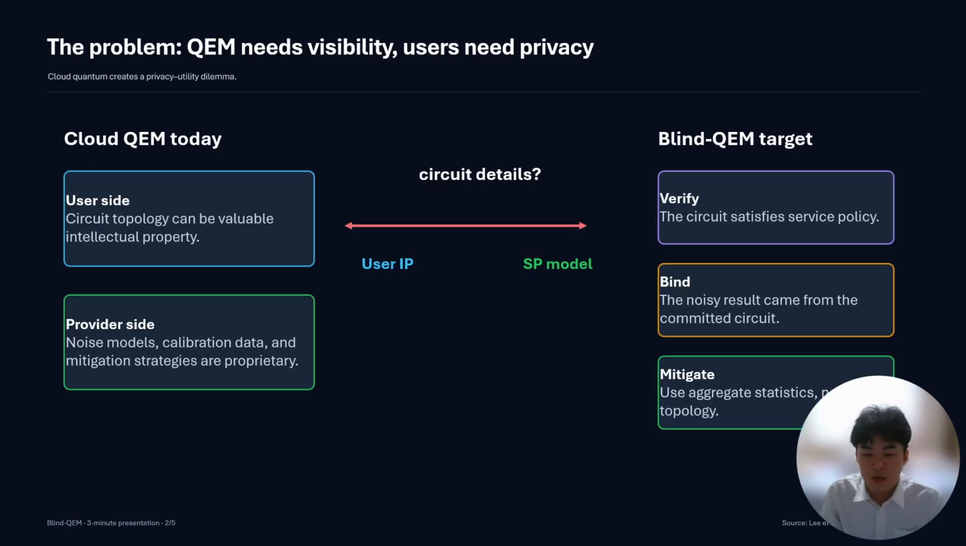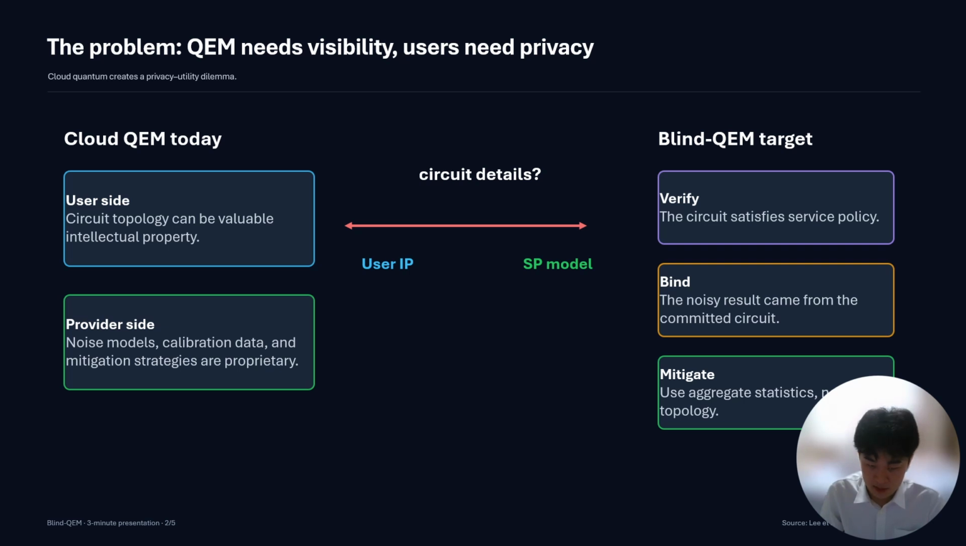Quantum error mitigation is becoming a service in the cloud. However, this creates a conflict. On one side, efficient mitigation often benefits from knowing the circuit structure. On the other side, the circuit topology may reveal the user's algorithm and therefore their intellectual property. The service provider also has something to protect: its calibration data, noise model, and mitigation strategy.